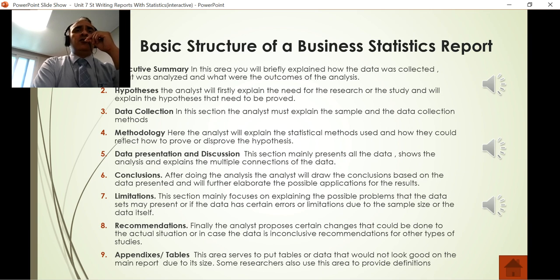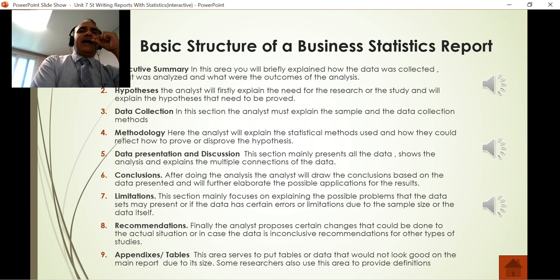Then we have the most important part, which is the data presentation and discussion, where you really just go and address every single point that you wanted to discuss in your hypothesis. You address, you discuss it, you look at the positives, the negatives, what you probably missed, what's accurate and what's not.